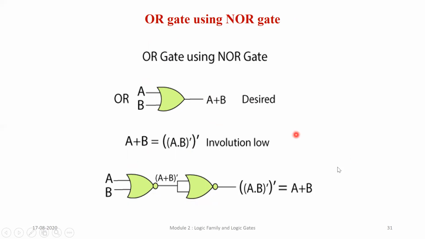Here, with this diagram first. So suppose A plus B, I give it to my first NOR gate. So what is the output? A plus B, the whole complement. Okay. Now A plus B, the whole complement.